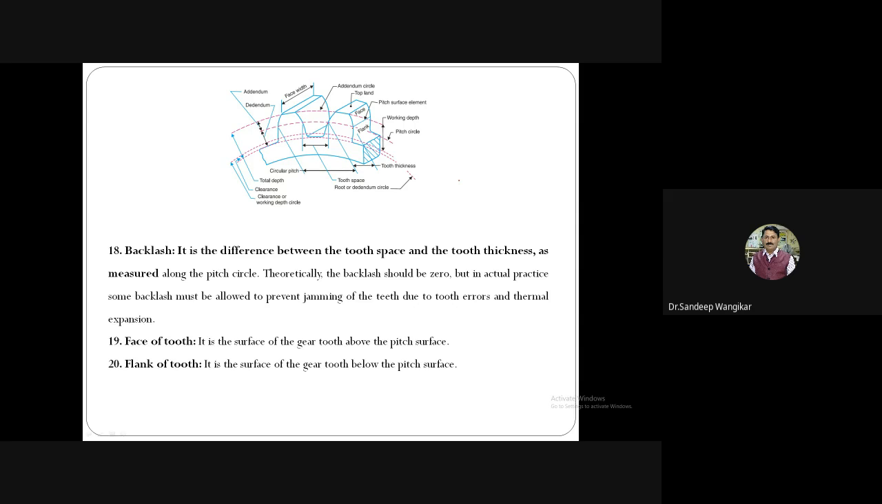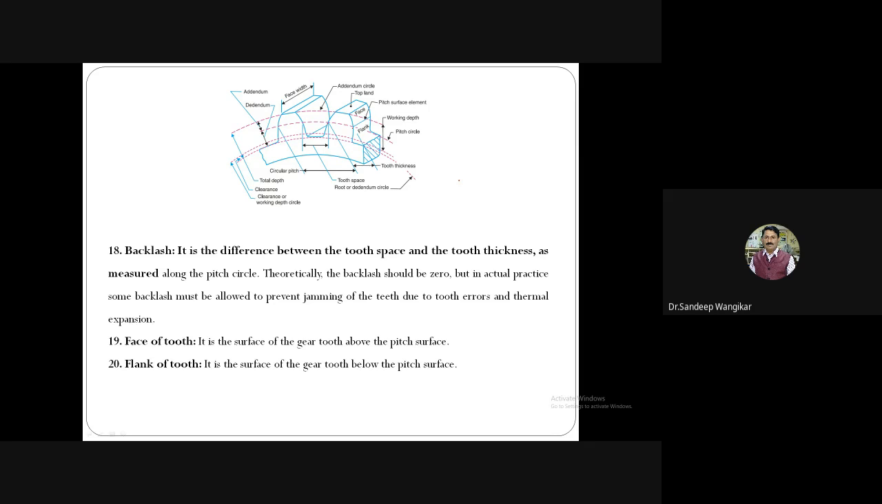Then in order to accommodate the error of the tooth, the error may be produced due to the manufacturing process. See, there is no process. If you go for grinding also, super finishing process, gear grinding, then in that case also some tolerances are given. Why? Because it is not possible, or I will say rather not feasible, to fabricate, to manufacture a gear with exact dimension.